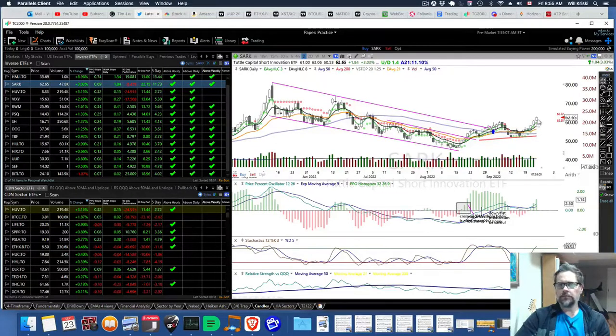So if you miss this parabolic move and you don't want to get in at this point, you can see here how it's supported at the 200, and you might want to get in right around here when it got above the 80 MA.